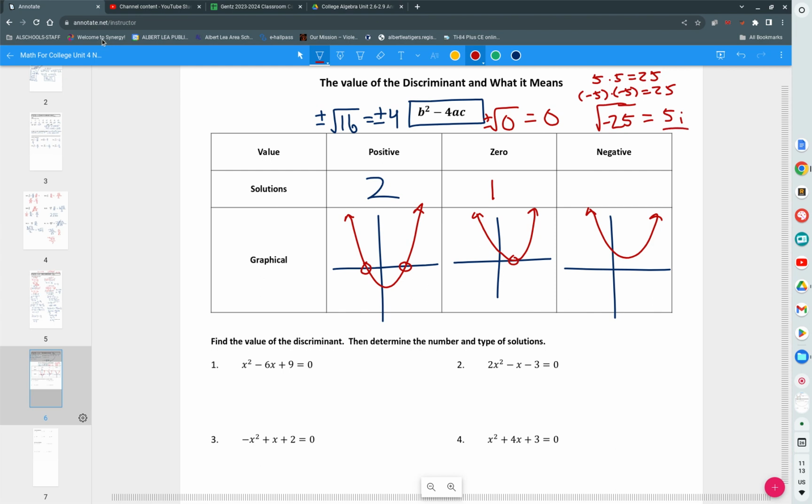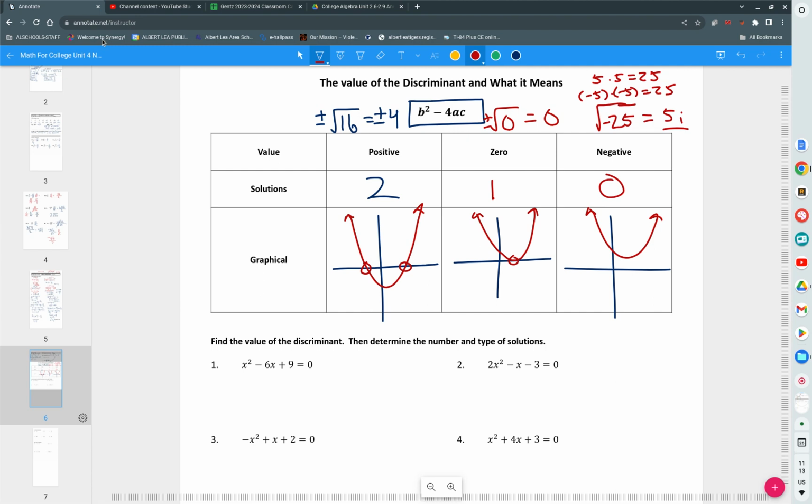It's an imaginary number. Like, what? Imaginary numbers? They're actually super cool. We don't spend a lot of time talking about imaginary numbers in this class, but they are neat. So if you end up with a negative number in a square root, there are no real solutions. There are no real solutions. Never crosses the x-axis. Any question about that?